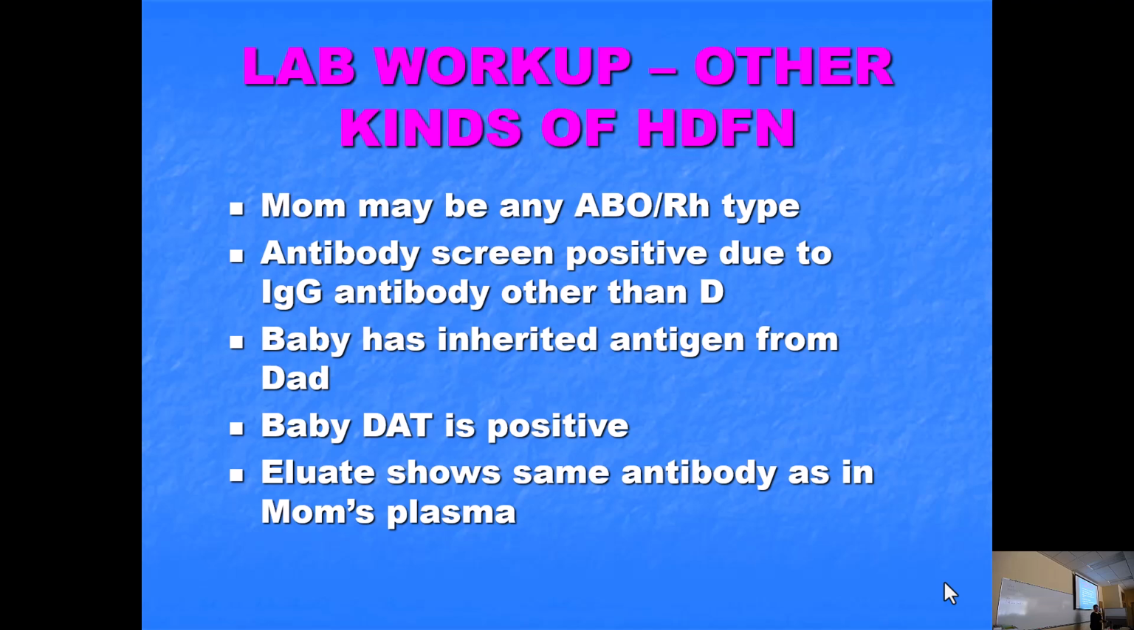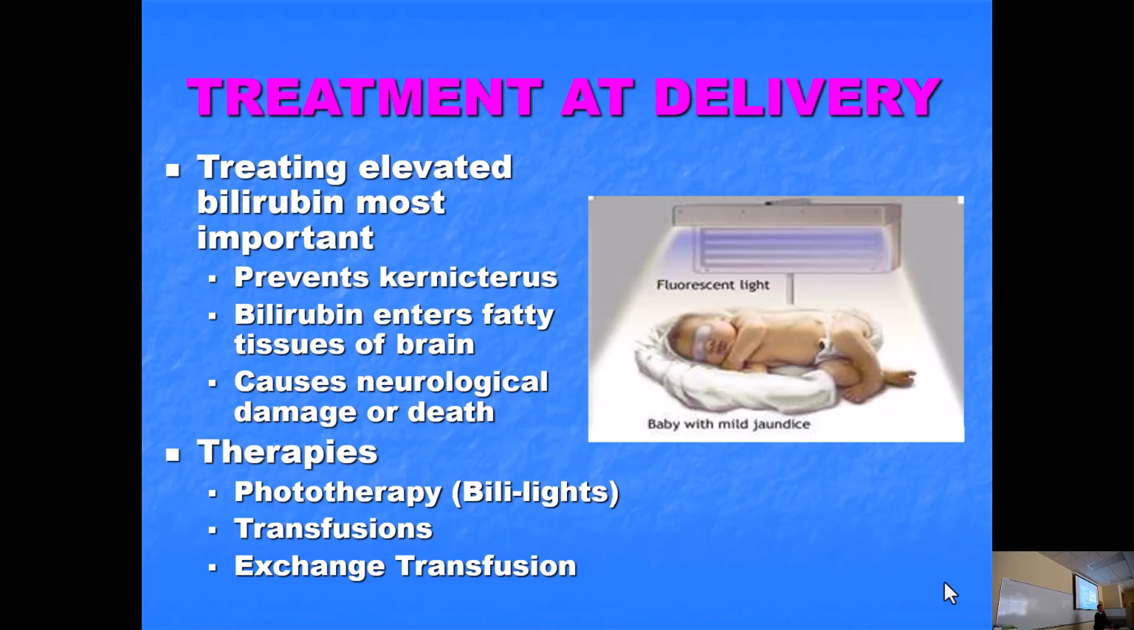Other kinds of HDFN, mom may be any ABRH type. Antibody screen is positive to IgG antibodies other than D. Baby has inherited the antigen from the dad. Baby's DAT is positive. Eluate shows the same antibody as mom's plasma. So it works the same as any of the others.